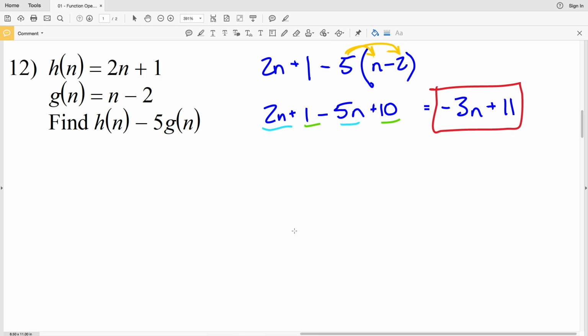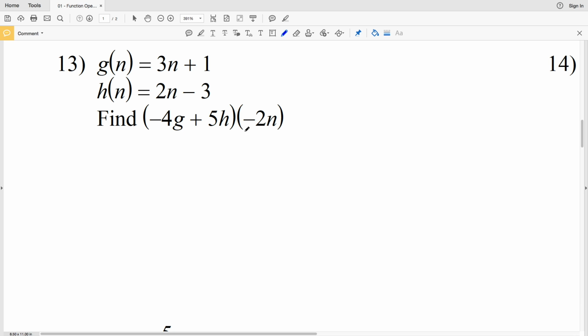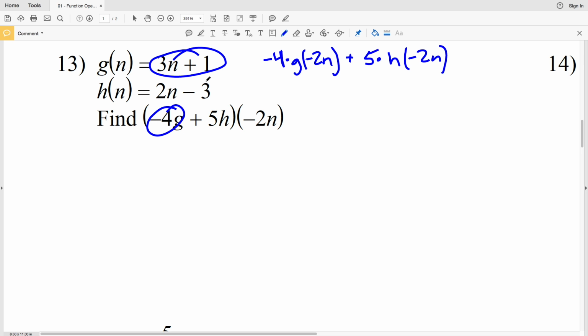Moving on, let's go over 13. For number 13, it asks to find negative 4 times g plus 5 times h of negative 2n. So I'll do negative 4 times g of negative 2n, and then I'll add 5 times h of negative 2n. Another way I can evaluate this is to multiply negative 4 to g of n, and then multiply 5 to h of n, and then plug in negative 2n for the n's once I multiply and add those together.